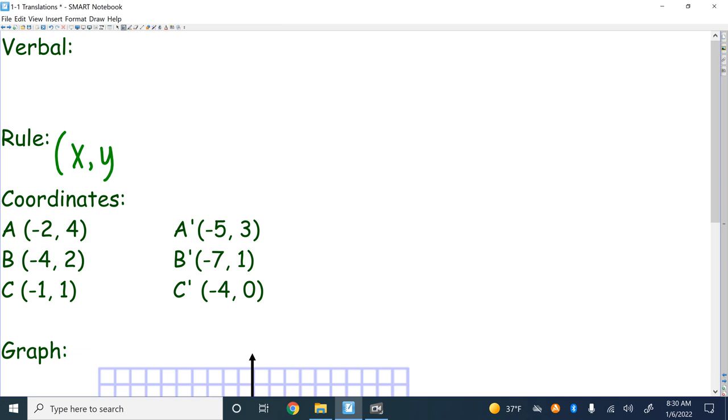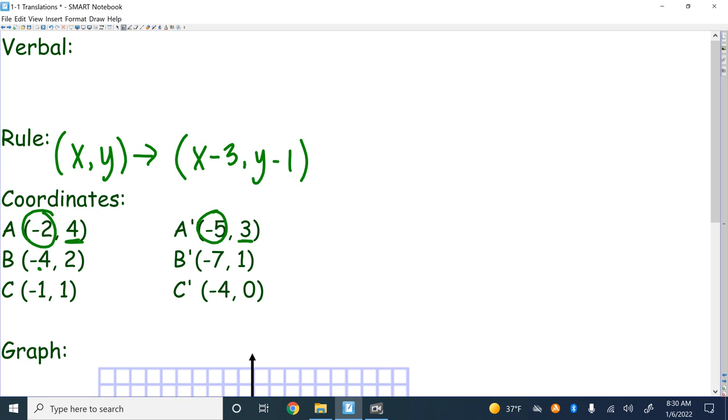How did you find that? Did you just count? Yeah, just count. Mm-hmm. And you can also look at these coordinates, like what's happening between these two. How do I get from this number to this number? I'm minus 3. Am I doing that every time? Yes. And then, how am I getting from this number to this number? I'm minus 1. Am I doing that every time? So my rule is x, y, arrow. Then I would say x minus 3 and y minus 1.